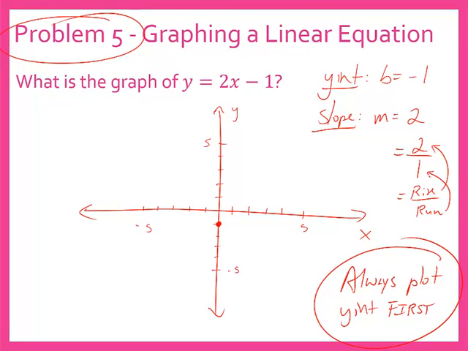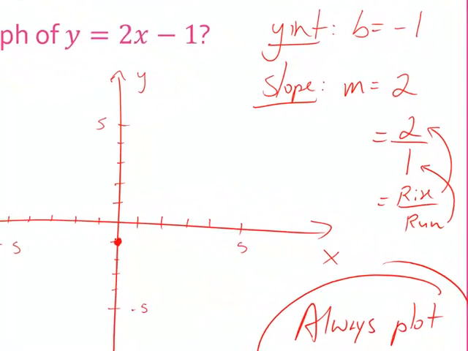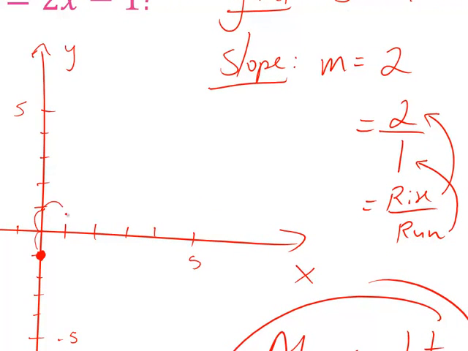and run once. So we're going to go up 2 and right 1. Up 2 and right 1. And that there, ladies and gentlemen, is your line of y equals 2x minus 1. And so all you do is just connect the dots.